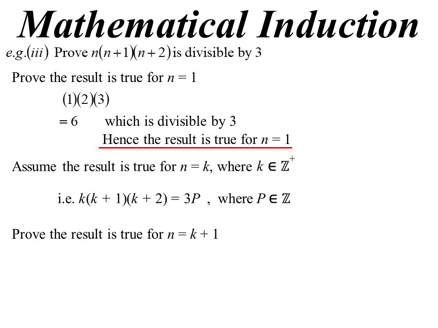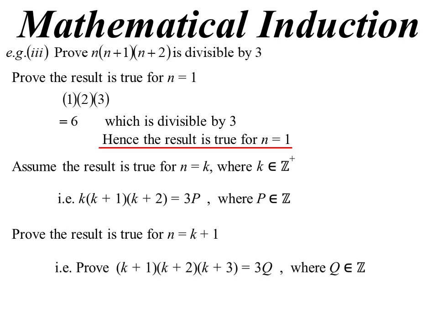I now need to prove it for the next case. So n equals k plus 1. So everywhere I've had my k, I'm now going to change to k plus 1. So the next set of 3 consecutive integers would be k plus 1, k plus 2, k plus 3. That also has to equal 3 times something. But it's not going to be the same thing, so I just pick another letter. Well, q's the next letter, so 3q, and again q has to be an integer.